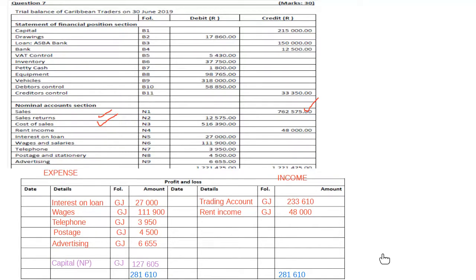Now, how did we get the net profit? I took the total of my incomes, which is 281610, and I minus the total of my expenses. So I took my 281610 and I minus all the expenses which I had here, and I got this net profit. Are you okay now? No problem. Thank you so much, guys. Remember, guys, you need to ask questions if it doesn't make sense.